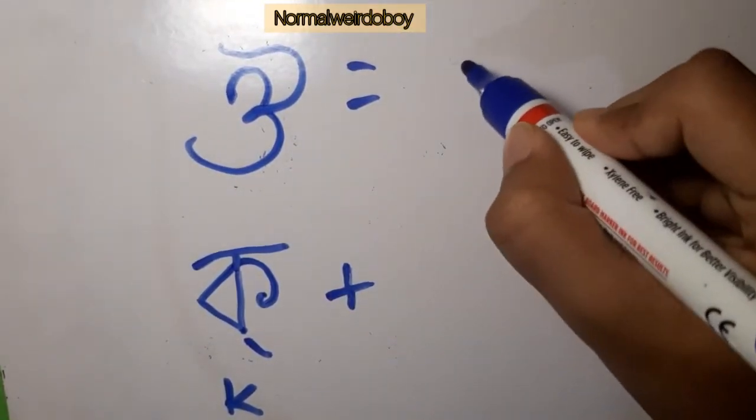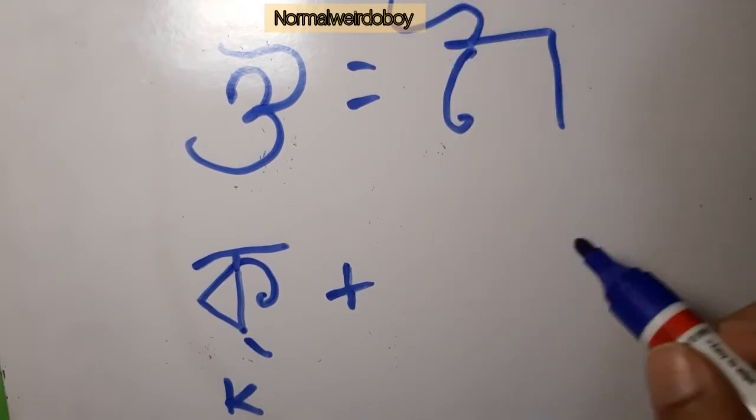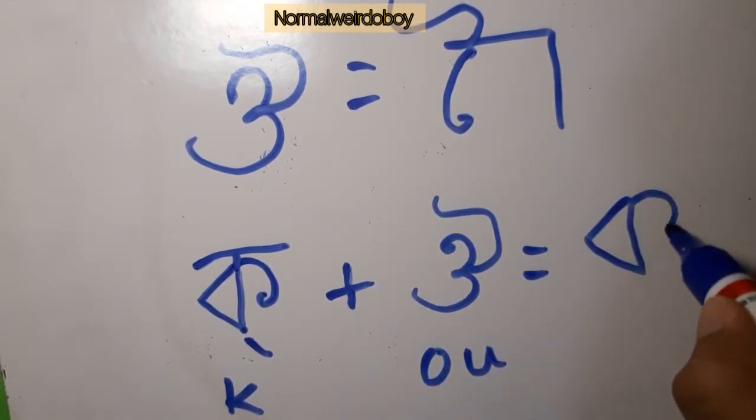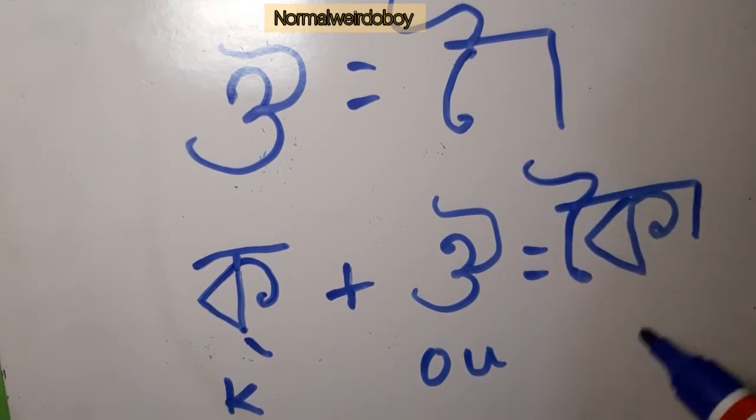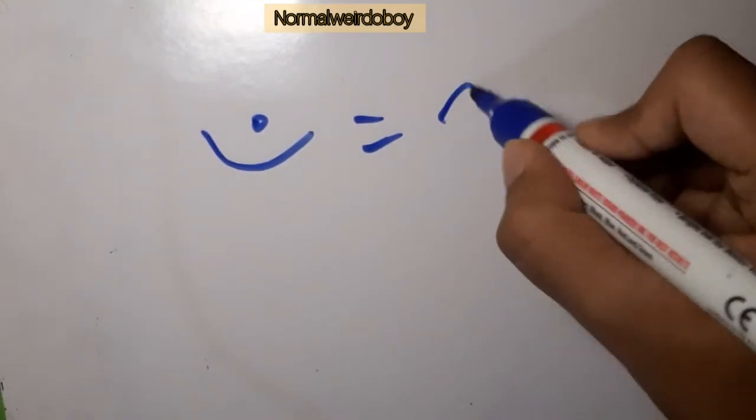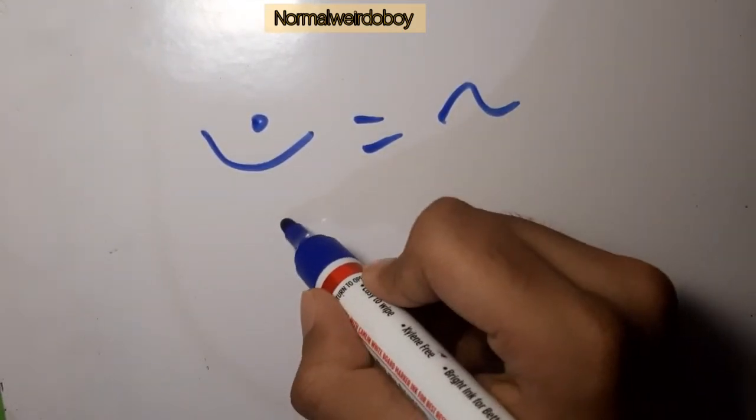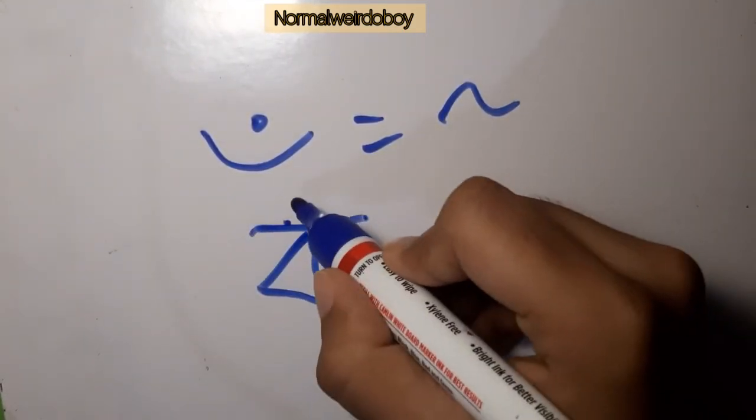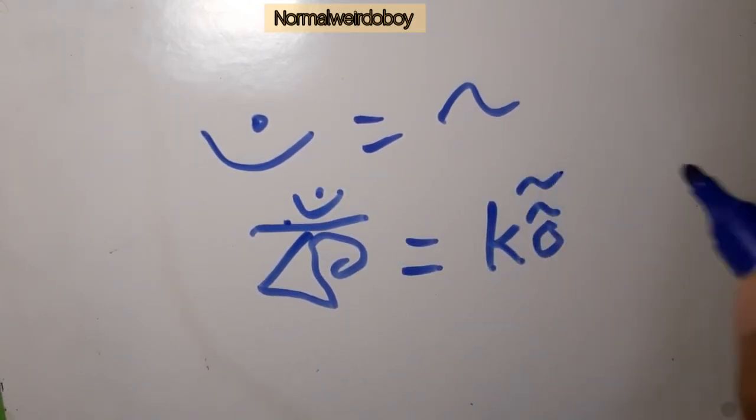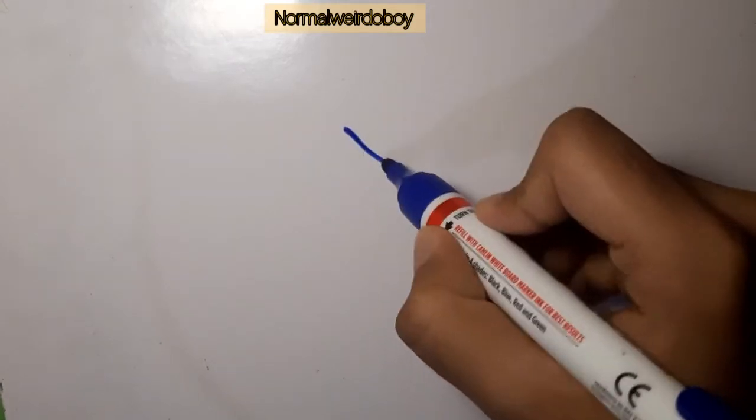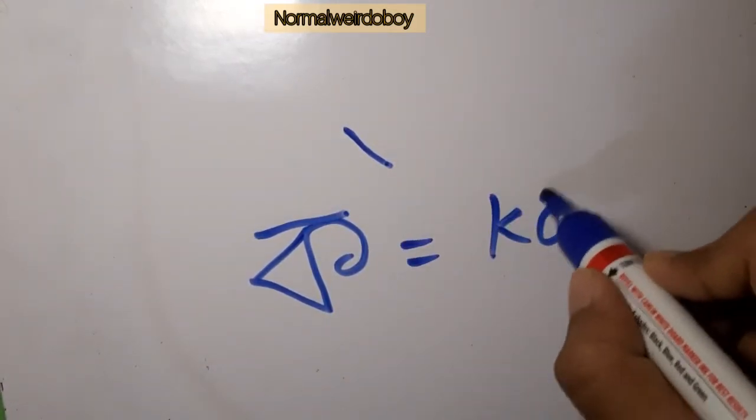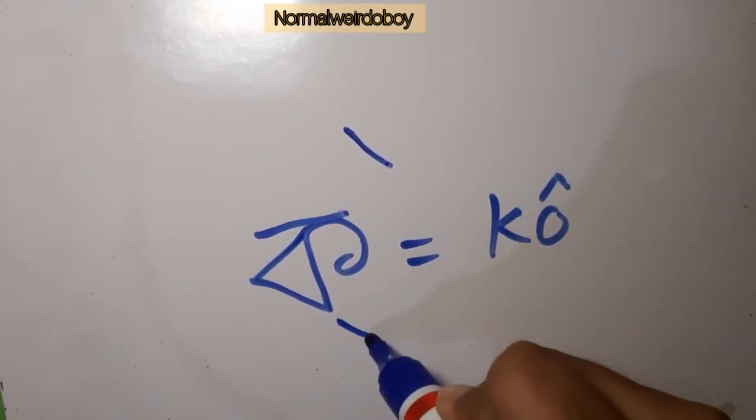O: Ka plus O becomes Ko. Chandrabindu. Adding this makes the sound nasal, so Ka becomes Ka. Hasanto. You might have already seen this symbol. Adding this takes away the O sound. Ka becomes K.